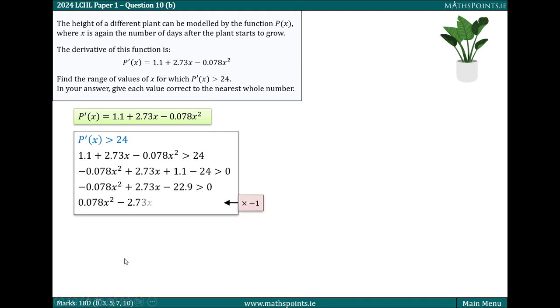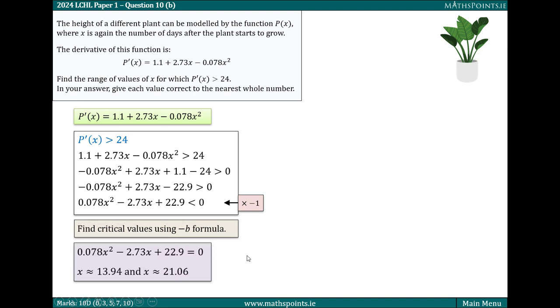And now this is like a quadratic equation. I mean, if you wanted to do the minus b formula on this, that's a quadratic equation. Let's go ahead and do that. So the minus b formula, I didn't bother doing it, but like a is equal to this, b is equal to this, c is this. Put it into the minus b formula and you'll see that these are our two solutions. So they're the 2 points in time after 13.94 days and after 21.06 days where the rate of change of the height of the plant is 24.